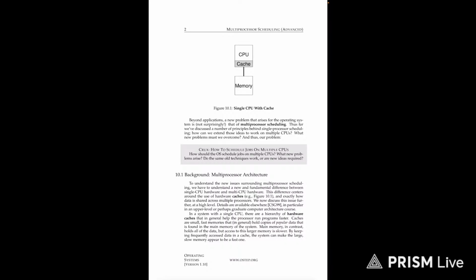To understand a new issue surrounding multiprocessor scheduling, we have to understand a new and fundamental difference between single CPU hardware and multi CPU hardware. So understand the fundamentals. There are two types of hardware: one is single CPU and the other one is multiple CPU.